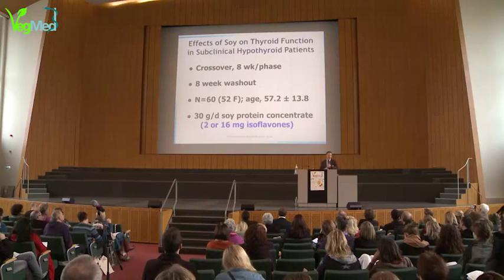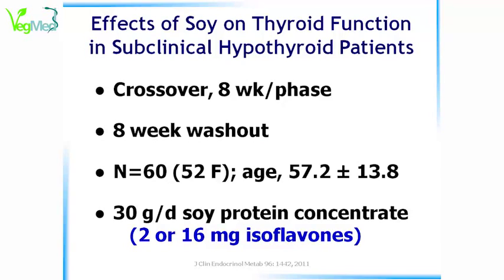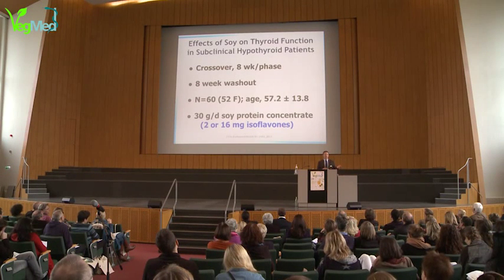This was a study that looked at the effect of soy in subclinical hypothyroid patients. So you have normal thyroid function, low thyroid function, and then a category in between those. Only one study looked at this issue, a crossover study, 8 weeks per phase, 8 weeks washout, 60 patients, most of them were female. One group consumed 30 grams of soy protein that provided 2 milligrams of isoflavones, so very low isoflavones. The other group consumed soy that provided 16 milligrams of isoflavones.